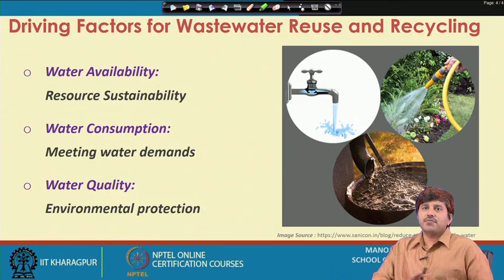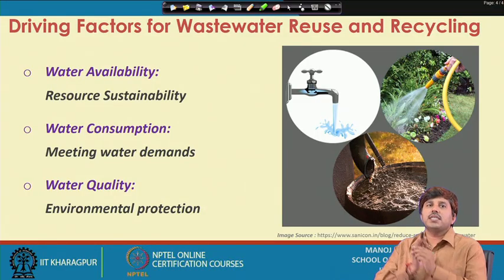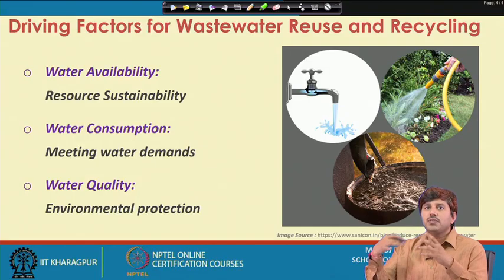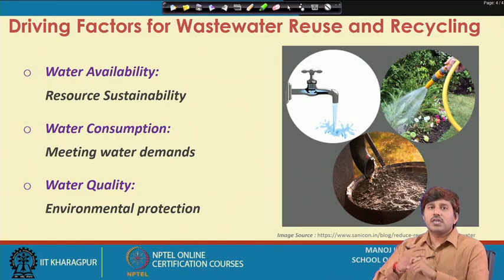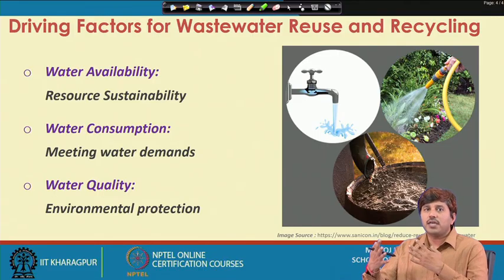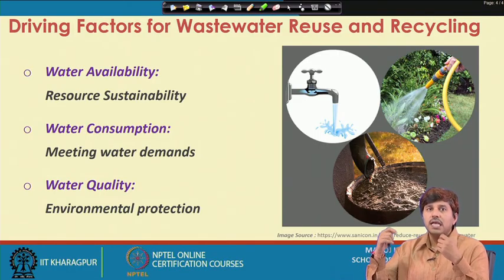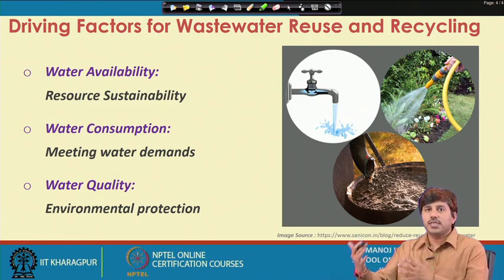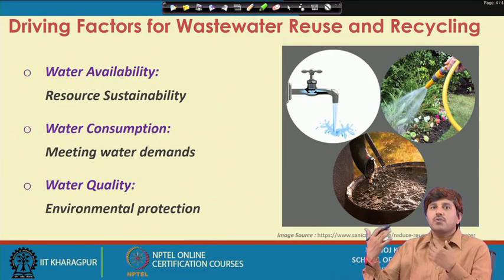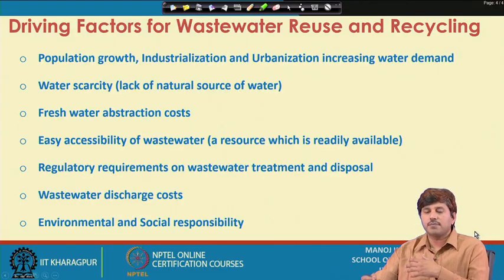So, what are the driving factors for wastewater reuse and recycling? As we have been discussing, there is an issue with water availability. So, resource sustainability is one of the driving factors, because if we are able to reuse or recycle the water, we are reducing the stress on our resources, and that way resources are more sustainable. Then water consumption, that could be used for meeting water demand. So, that is another major factor, and environmental protection by improving the water quality, when we do not load the pollutants into nature, is another important factor which motivates us to go for wastewater reuse and recycling projects.